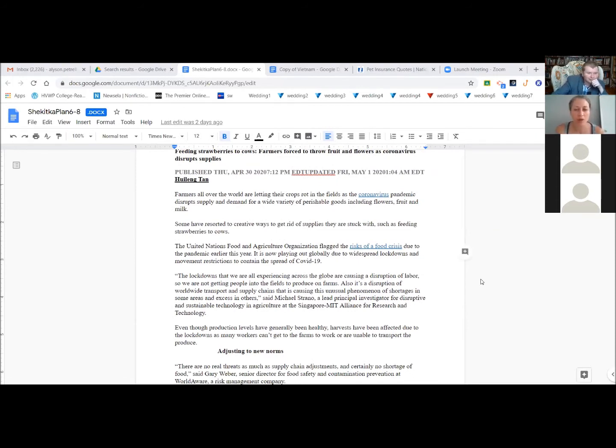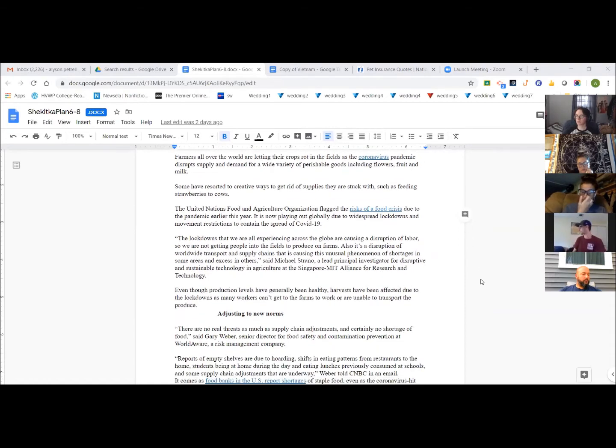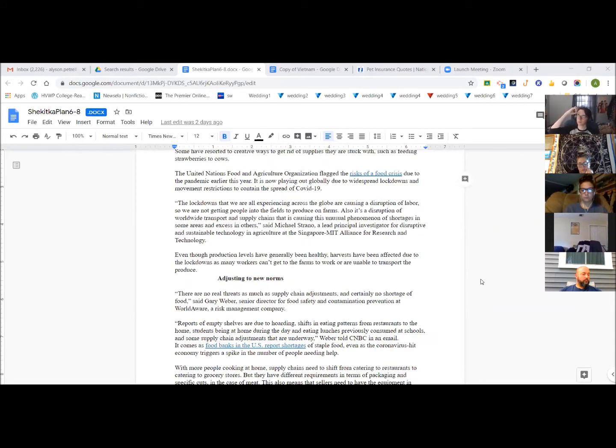So farmers all over the world are letting their crops rot in the fields as the coronavirus pandemic disrupts supply and demand for a wide variety of perishable goods, including flowers, fruit, and milk. Some have resorted to creative ways to get rid of supplies they are stuck with, such as feeding strawberries to cows. Honestly, it sounds healthier than what they normally feed to cows, right? The United Nations Food and Agricultural Organization flagged the risks of a food crisis due to the pandemic earlier this year. It is now playing out globally due to widespread lockdown and movement restrictions to contain the spread of COVID-19.